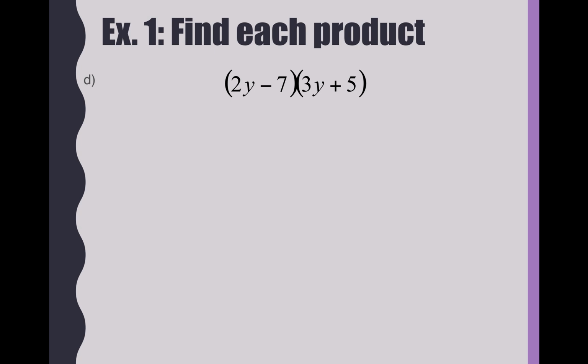Okay, let's try it again. Remember, I'm going to write FOIL up here. FOIL: first, outside, inside, last. So again, first, that would be 2y times 3y. That is 6y squared.